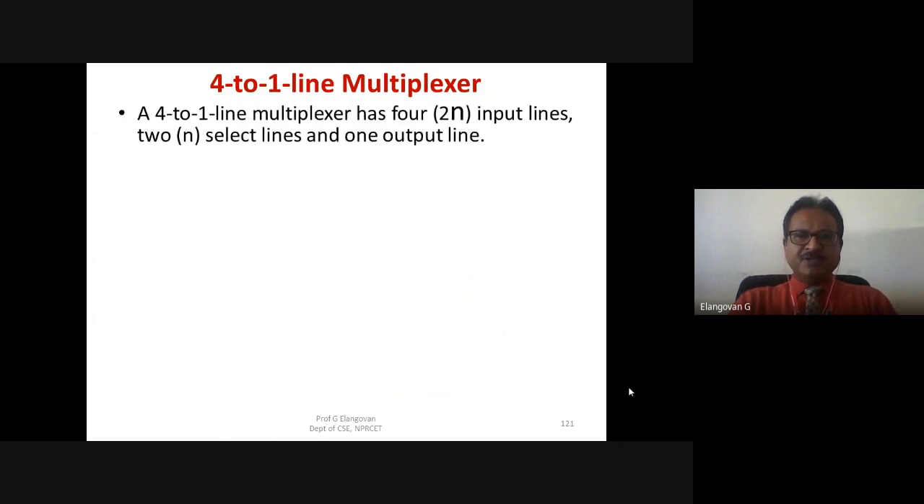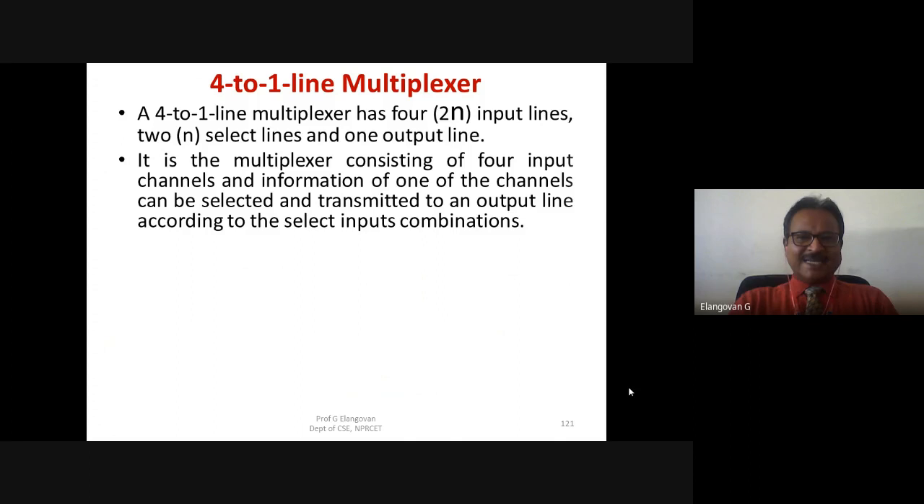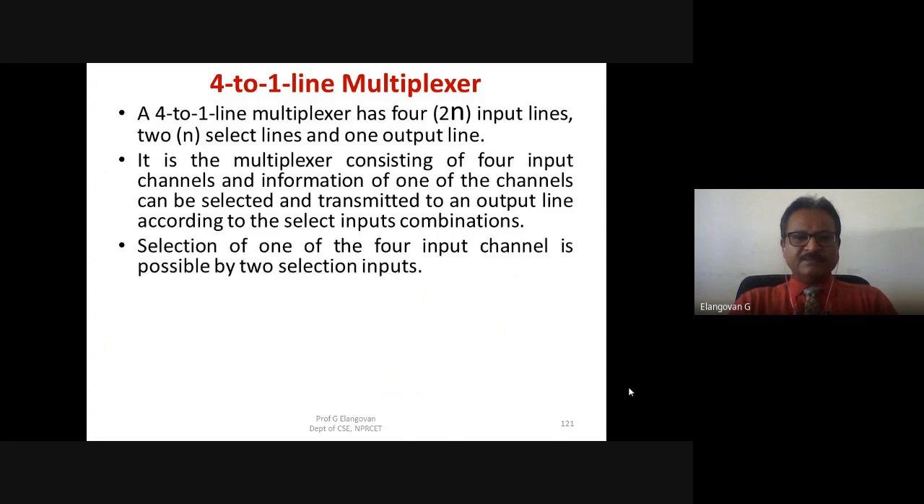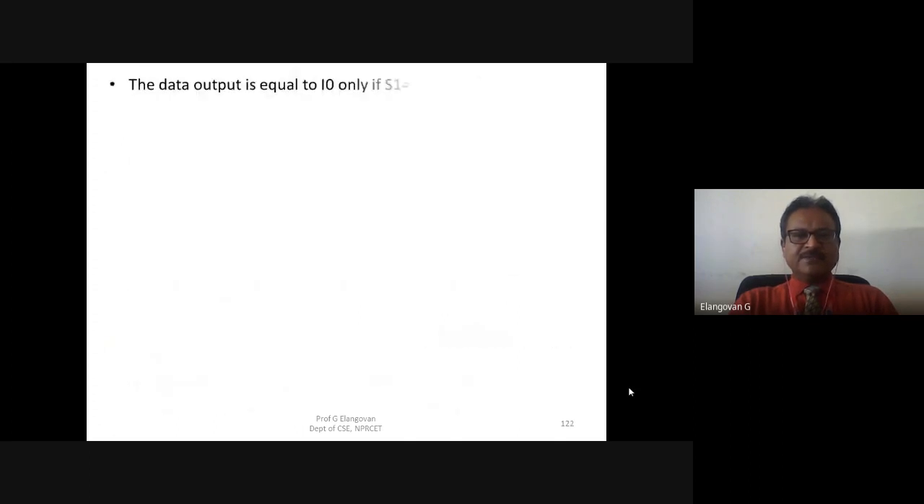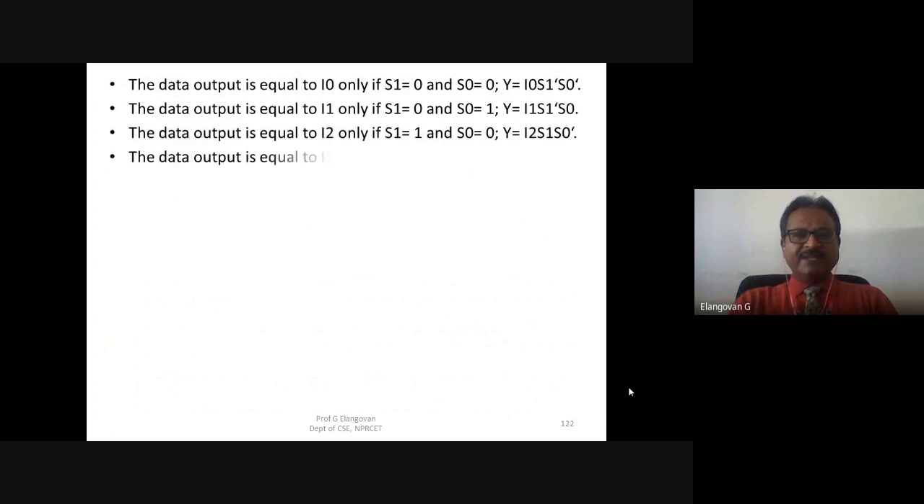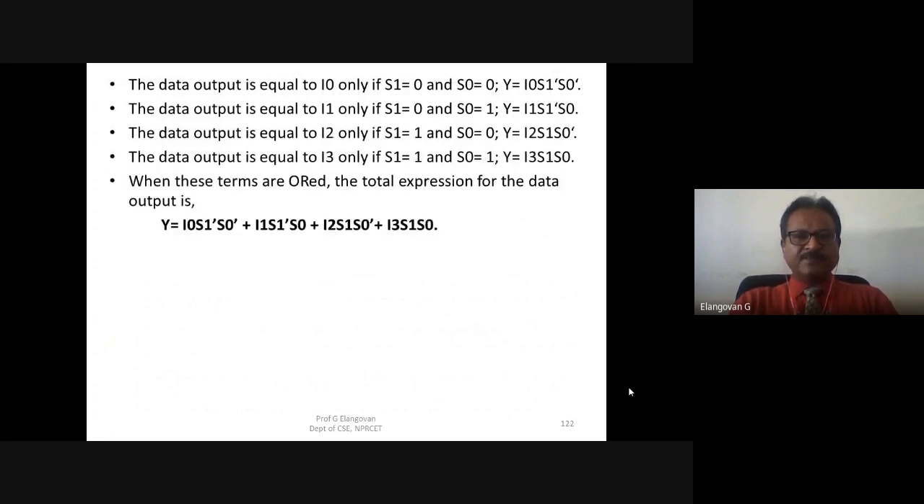Similarly, the 4 to 1 multiplexer. There are 4 inputs, so to select any one among the 4, we need 2 select signals. The table can be drawn like this. For the output expression y, when both select signals s1, s0 are 0, 0, I0 becomes equal to y. We can represent it in such a way.